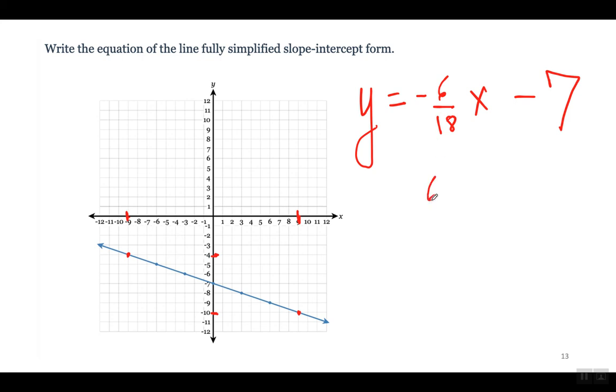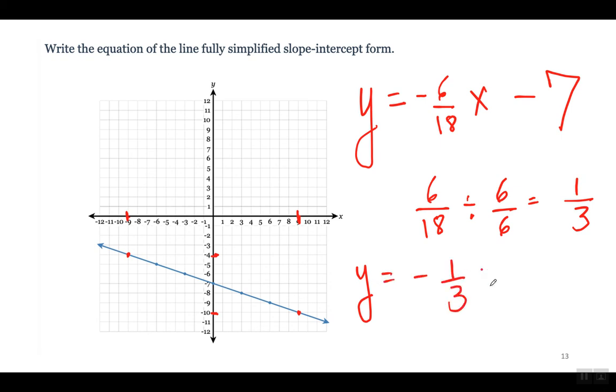All right, now I got to simplify this fraction. The quickest way is dividing the top and the bottom by 6, which gives 1 over 3. So y equals negative 1 over 3 x minus 7.